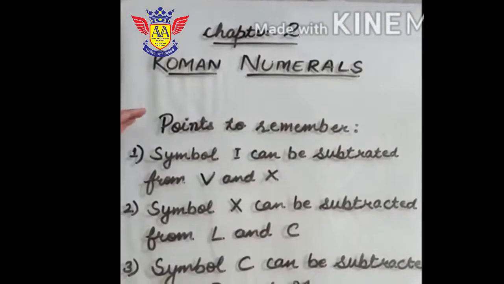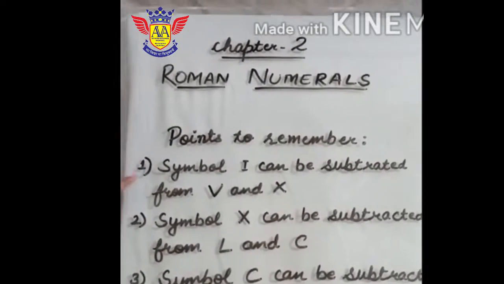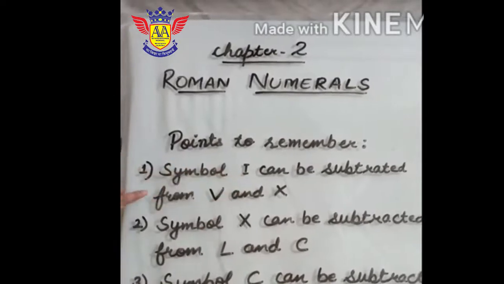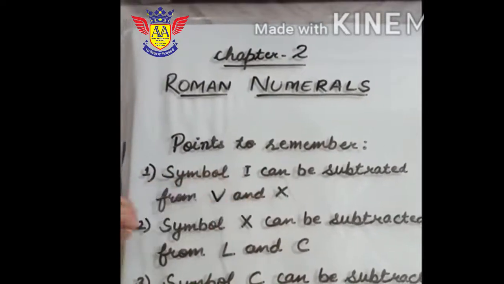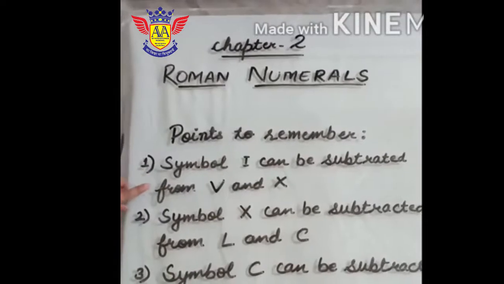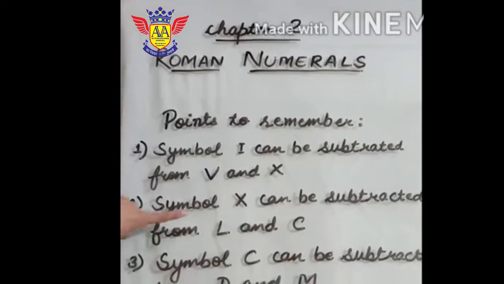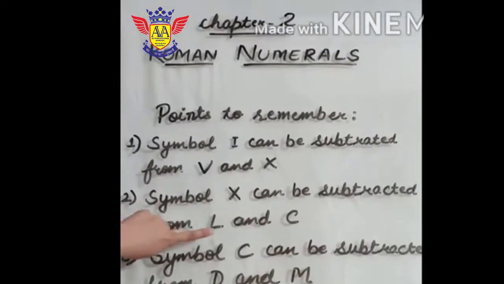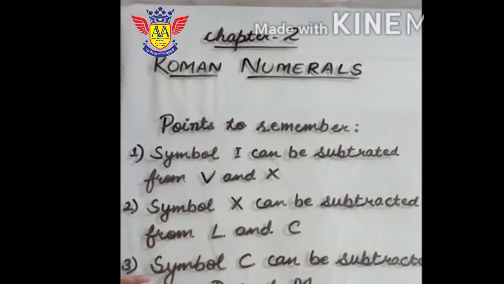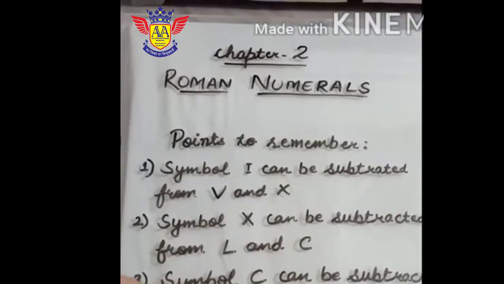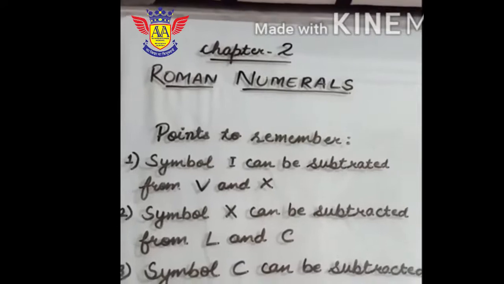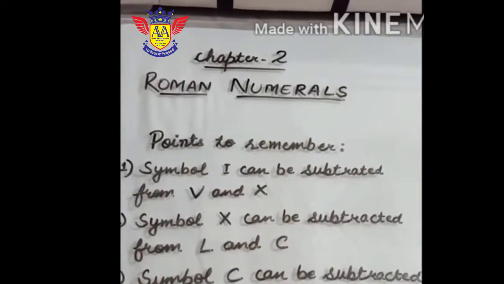Now I will tell you some important points to remember which will help you in solving your questions. Point 1 is that symbol I can be subtracted from V and X. Remember these points because these will help you a lot while doing the questions. Similarly, the symbol X can be subtracted from L and C only, and symbol C can be subtracted from D and M. And the symbols V, L, D are never repeated.